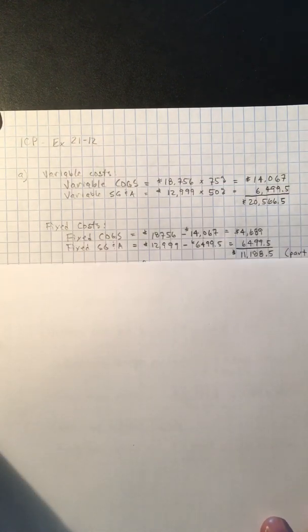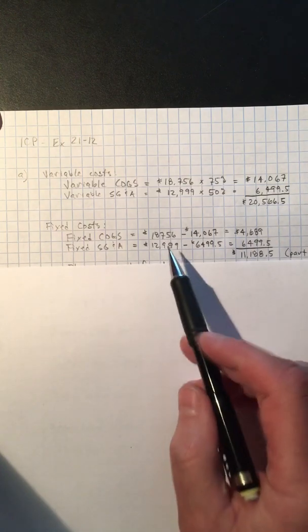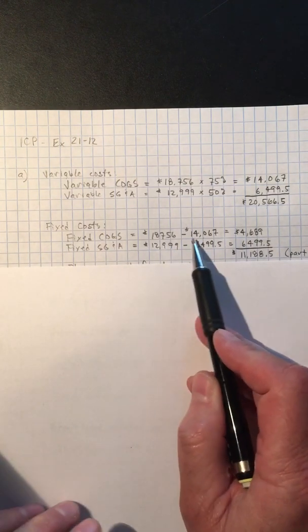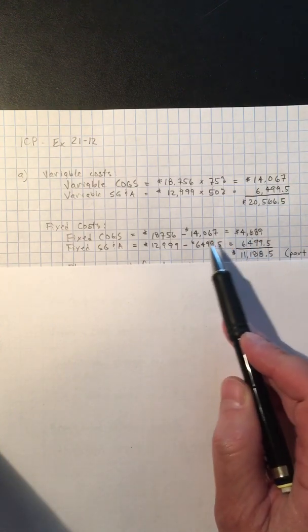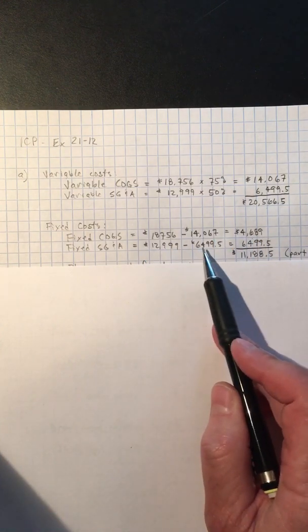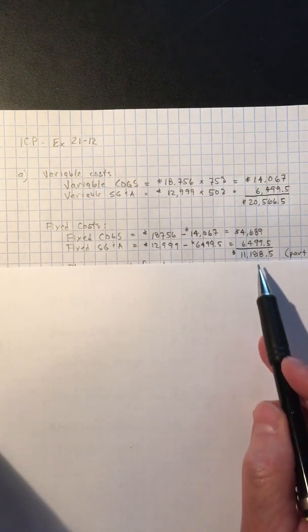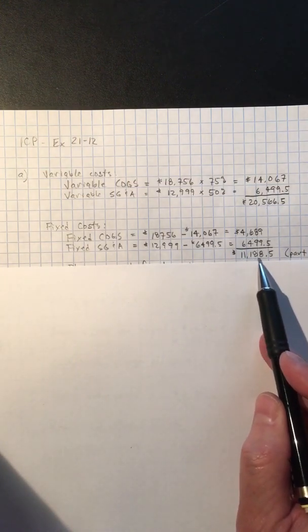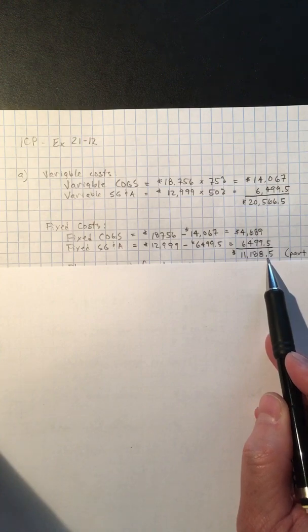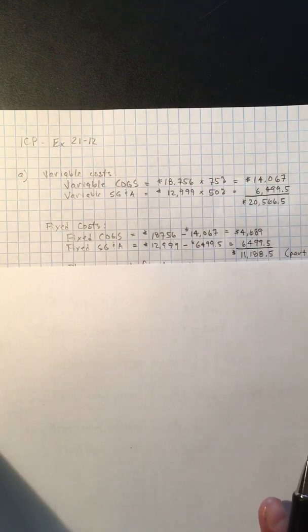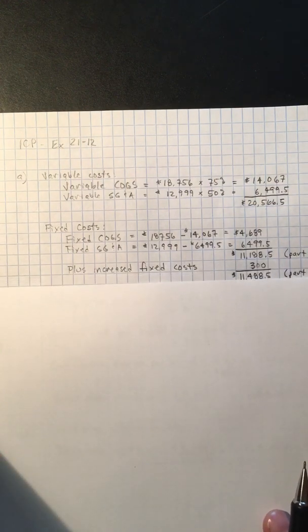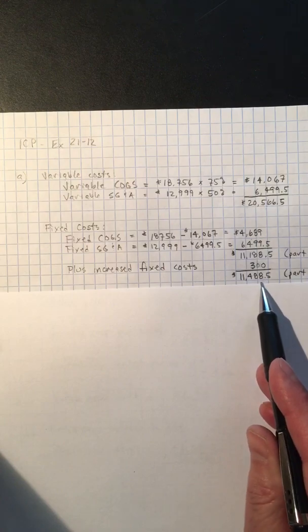Then I can say, what are the fixed costs? Well, the fixed costs are the remainder. So total cost of goods sold minus the variable portion leaves me with the fixed portion. I do the same math for selling, general, and administrative. I've got $11,188.5 million for fixed cost for the company. That's what I need for part A for the current year. For part B, I'm going to add the $300 million for $11,488.5.